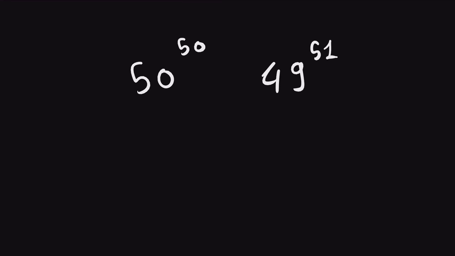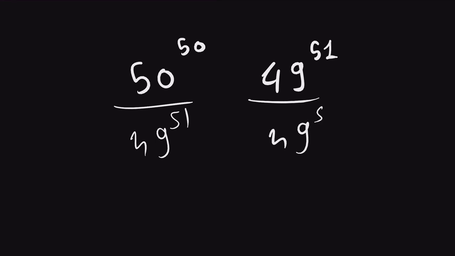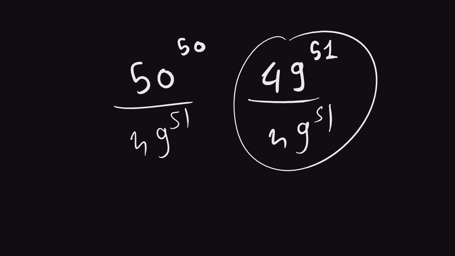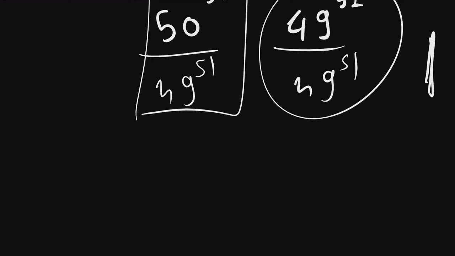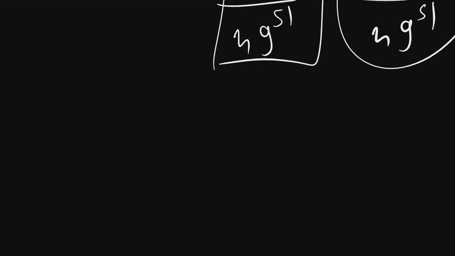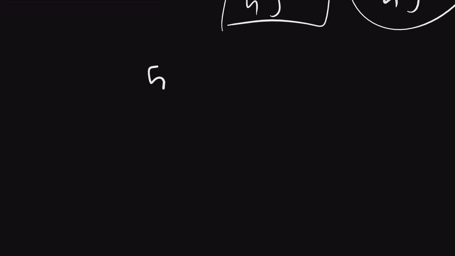So the first thing I'm going to do is divide both numbers by 49 to the power 51. And when I do that, this right here, obviously that's going to become 1. Now, what is this going to become? That's what we're going to try to figure out, and that is how we're going to solve for this. So let's focus on 50 to the power 50 divided by 49 to the power 51.